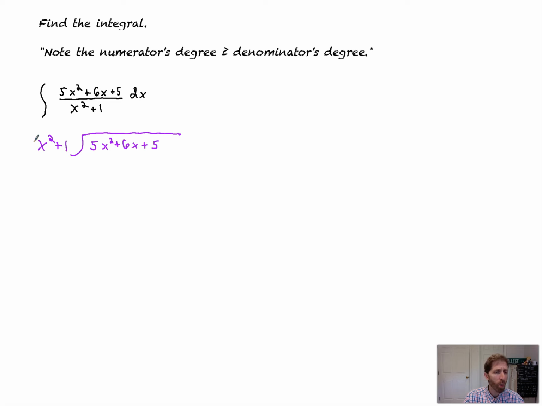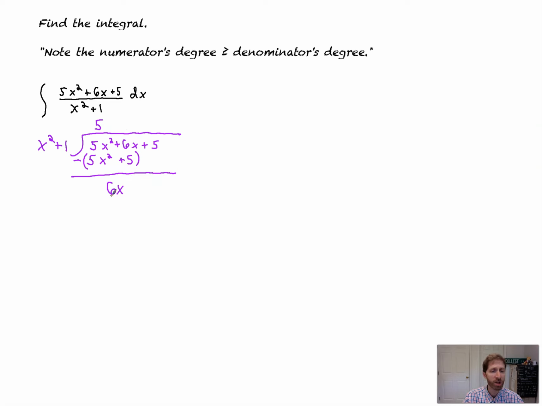When we're doing this, we're saying what times x squared gives me 5x squared? Well, that would just be 5. 5 times, we now multiply this, 5 times x squared is 5x squared. 5 times 1 is 5. And what I do is I subtract all of this from all of that, just like you do in normal long division. 5x squared minus 5x squared is 0. 6x minus, there's no 6x term, so it's minus 0, 6x. 5 minus 5 is, well, 0.